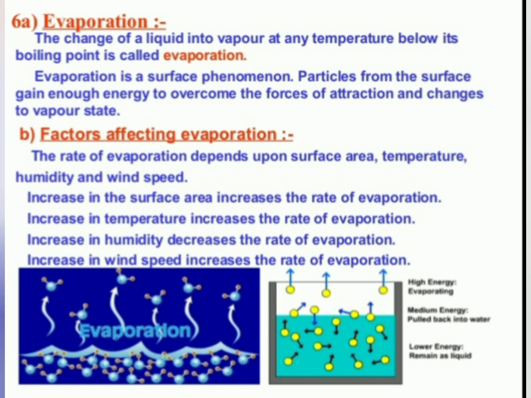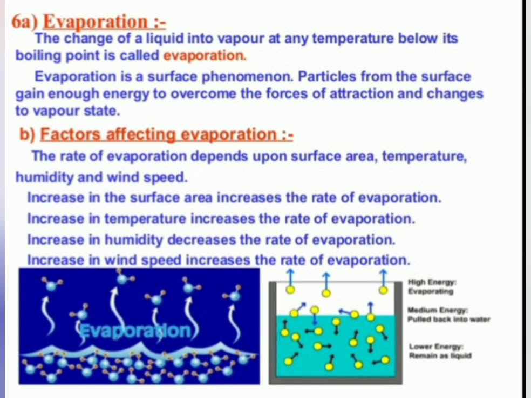So here are the factors affecting evaporation. Which factors affect evaporation? The rate of evaporation depends upon the surface area, temperature, humidity and wind speed. So these are the factors affecting evaporation of a liquid or water. Okay, which are the factors affecting evaporation? Surface area, temperature, humidity and wind speed.